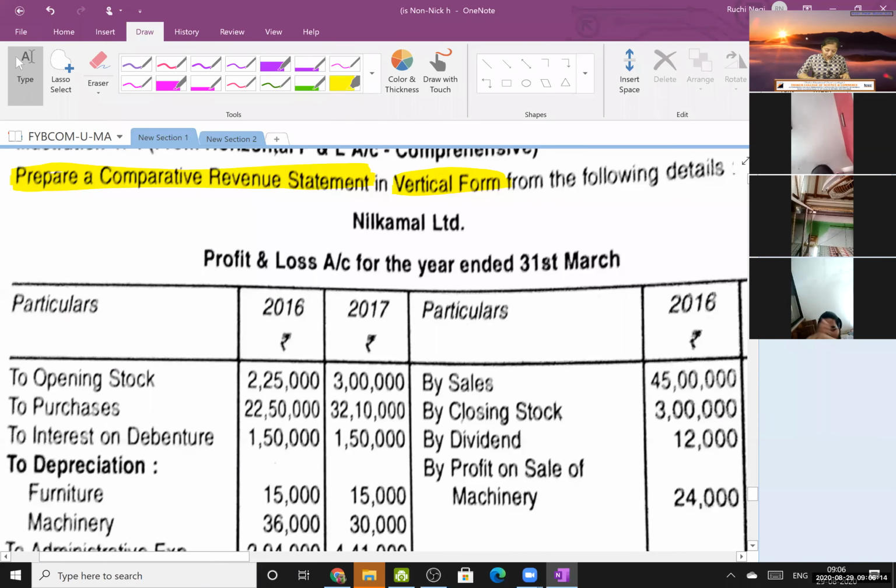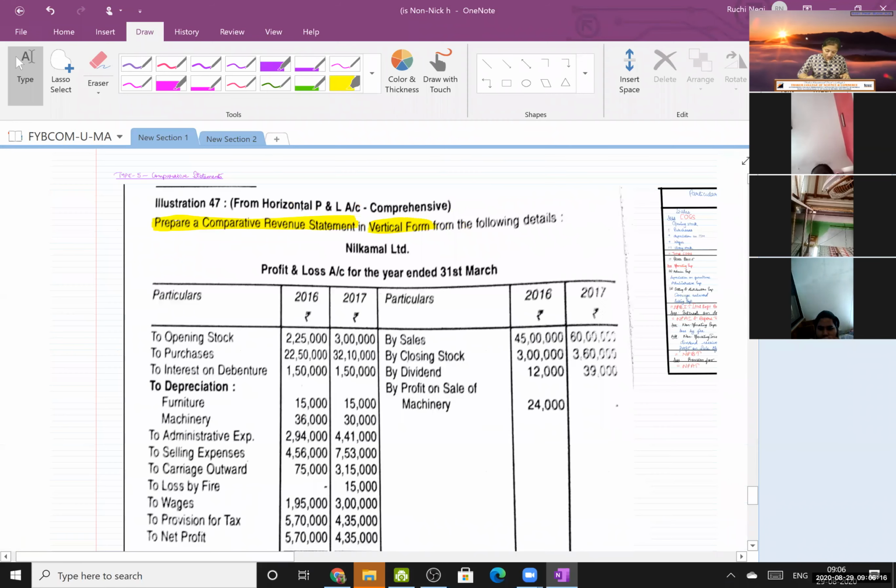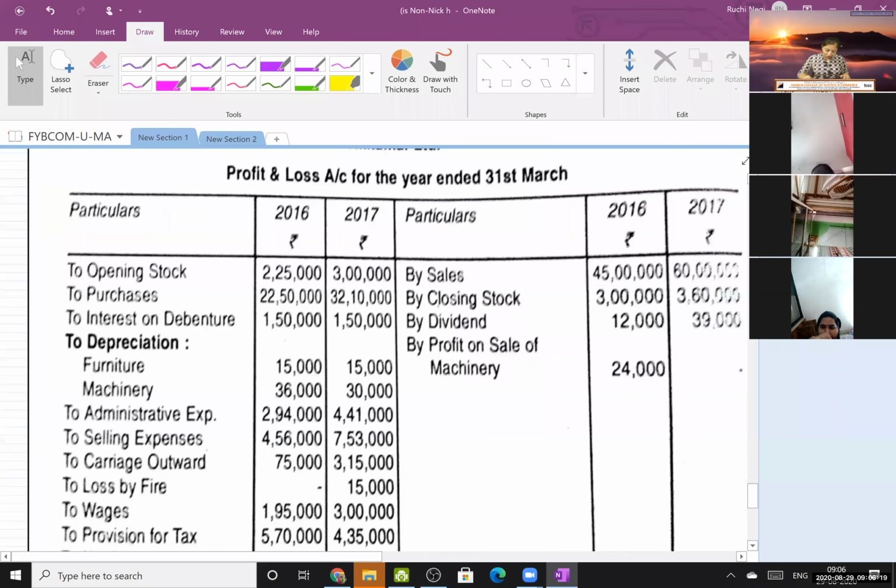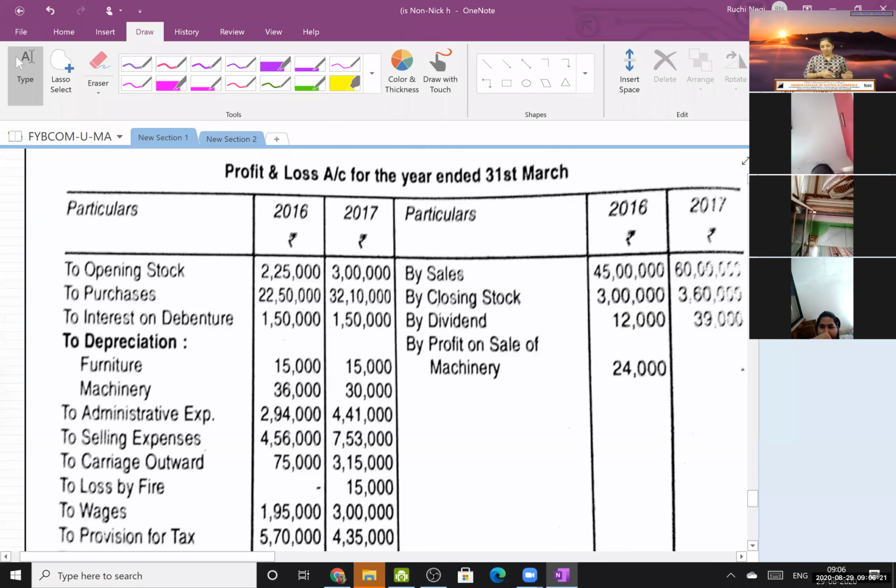So ये है मेरा P&L account. The old style ledger form में हमको इसको statement में convert करना है. ठीक है. 2016, 2017. So obviously जो first year है वही मेरा what is it called? Base year. The first year is the base year. And the another year is known as the next year. Okay, so don't forget that.